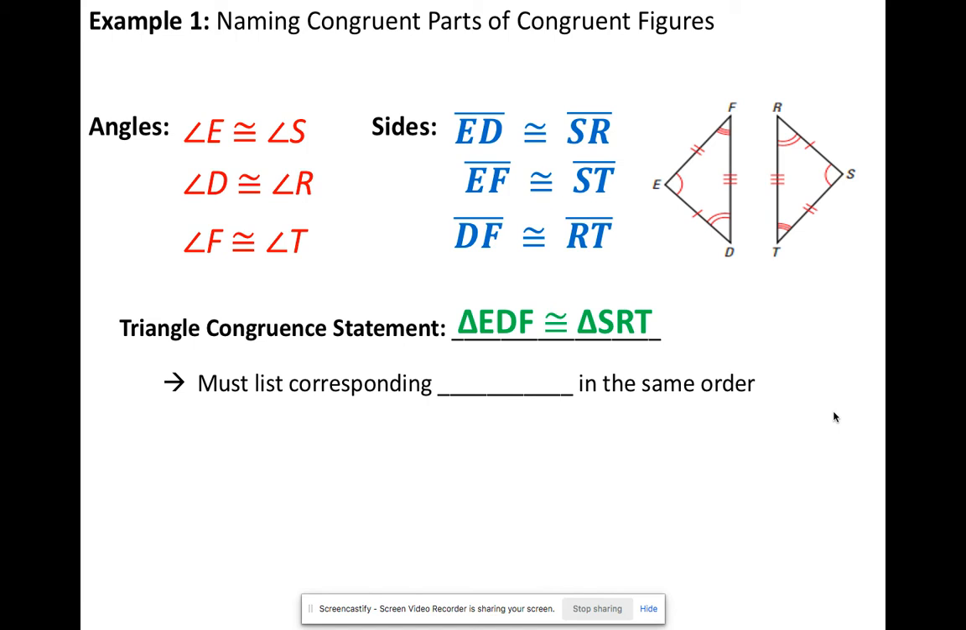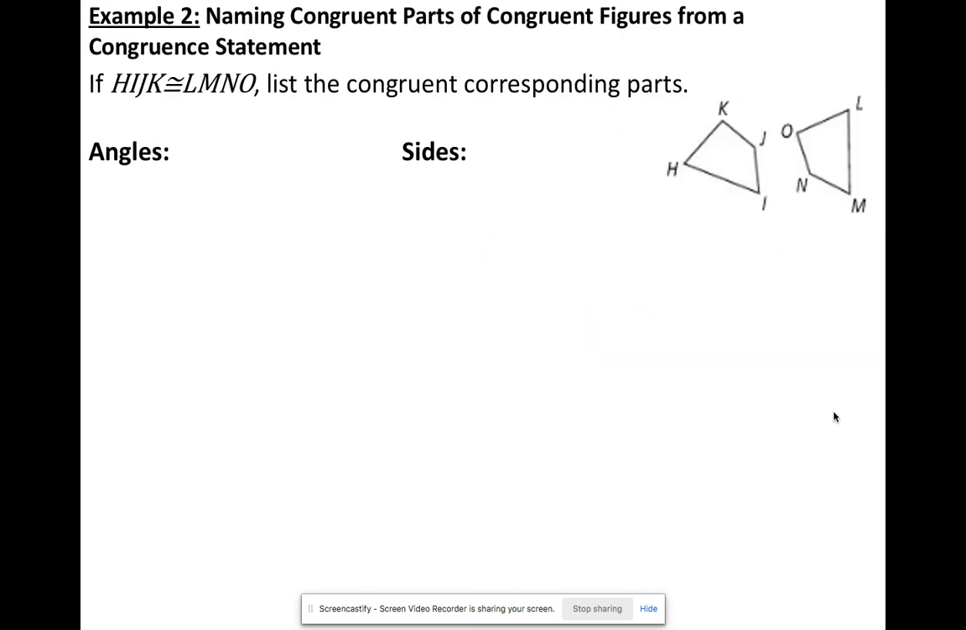And then we could also say that triangle EDF is congruent to triangle SRT. Now, you really have to be careful when you're doing a triangle statement, and you have to list the corresponding vertices in the same order. So if you do E first, the angle that is congruent to it has to be the first letter as well.